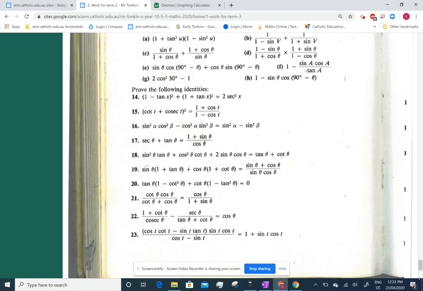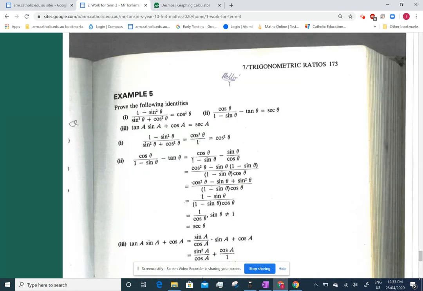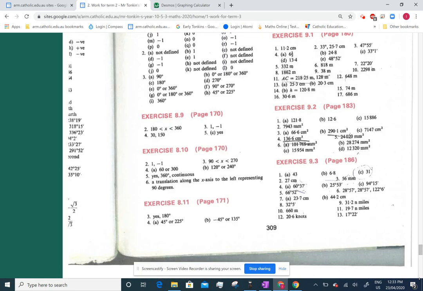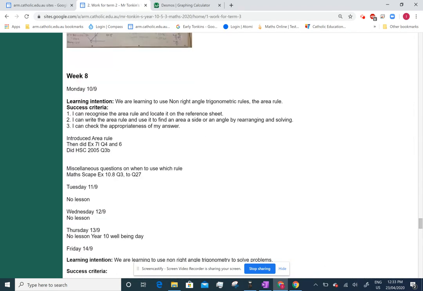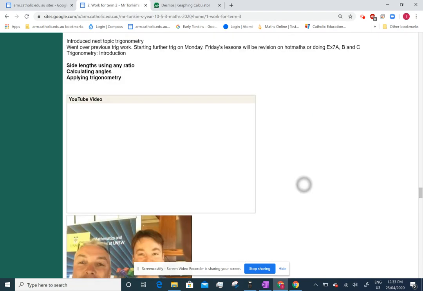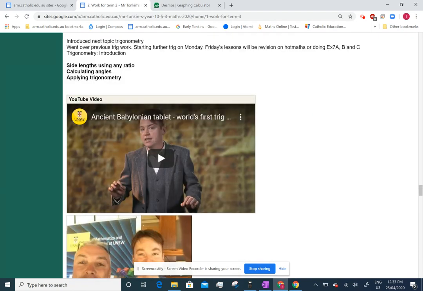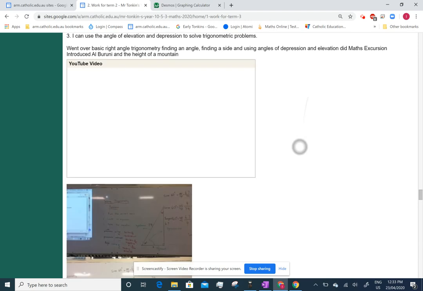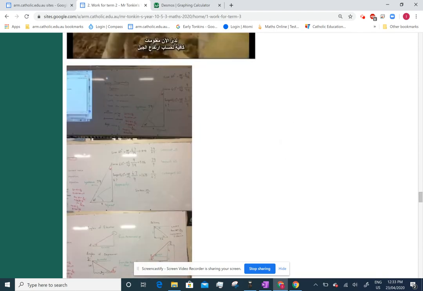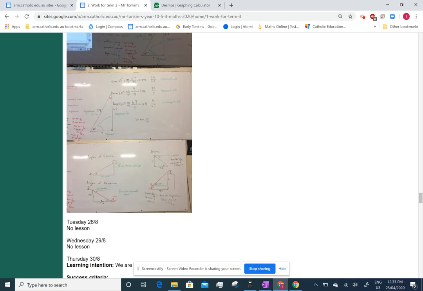And you'll also see that when I did this in 2018, I've put the lessons and the board work on that we did back then in 2018. So you can have a look at what they were up to at the same time, but you'll have to ignore the dates because the dates are for term 3 as opposed to term 2.